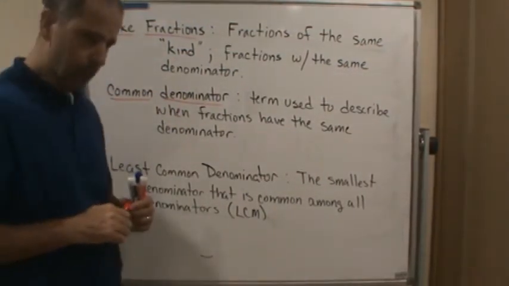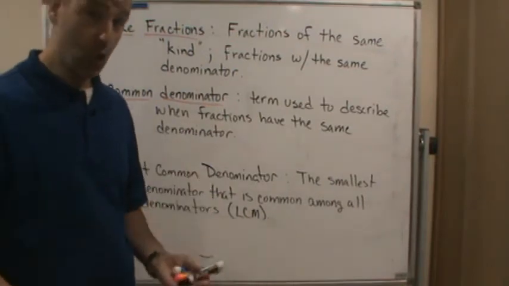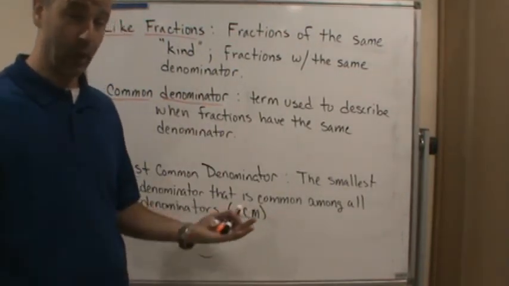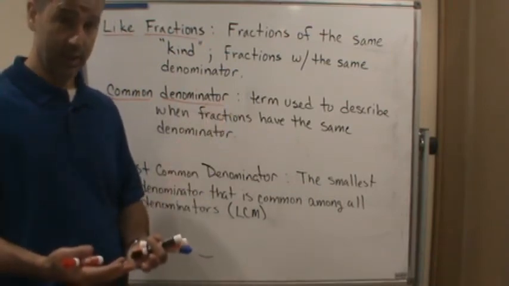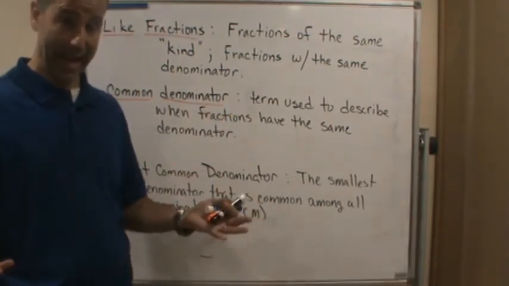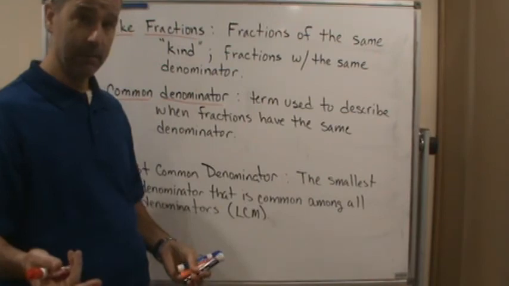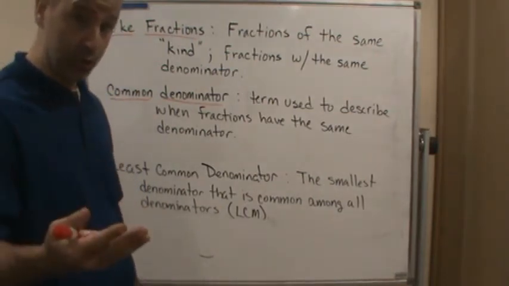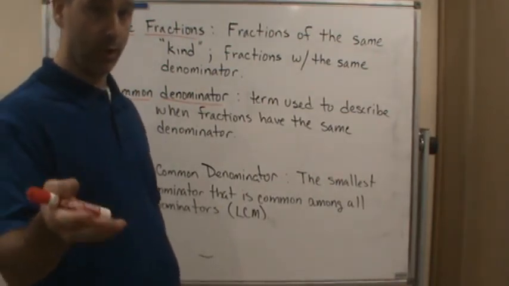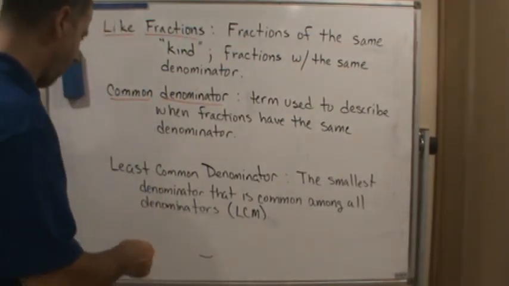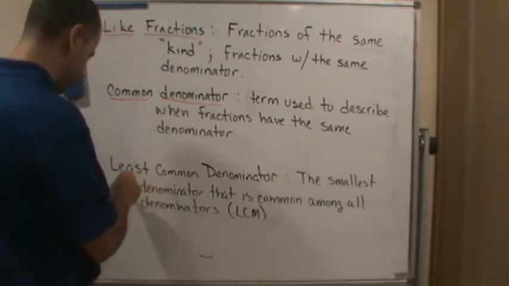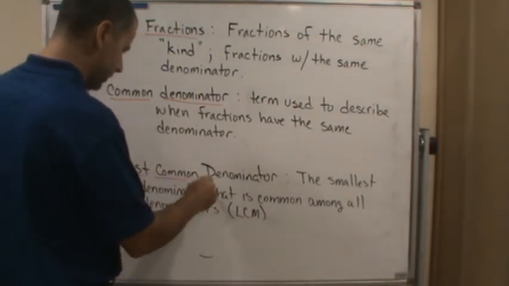Now that brings us to the least common denominator, because we don't want to get too big. We don't want a big common denominator. We want the smallest common denominator. It'll make adding the fractions easier. Plus, we'll have to reduce, and if we have to reduce, we don't want to reduce too much, because it might be tedious. So always start with the least common denominator.